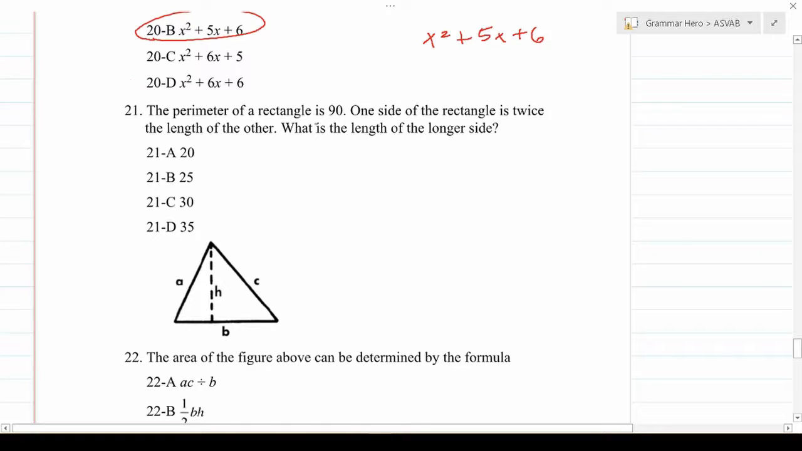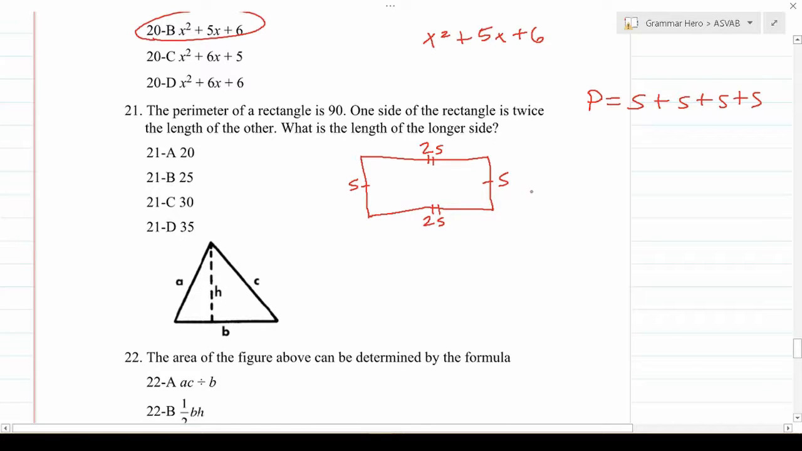Alright, number 21. The perimeter of a rectangle is 90 degrees. So let's draw a rectangle real quick. One side of the rectangle is twice the length of the other. What is the length of the longer side? So, perimeter of a square or rectangle is side plus side plus side plus side. In this case, we're told one side is twice as long as the other. So this would be 2s and this would be s. In other words, this is 2 times the length of side s.